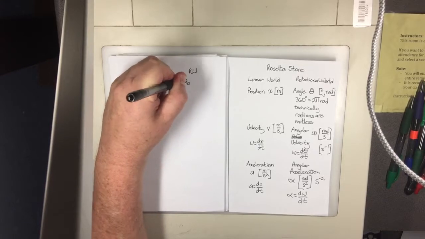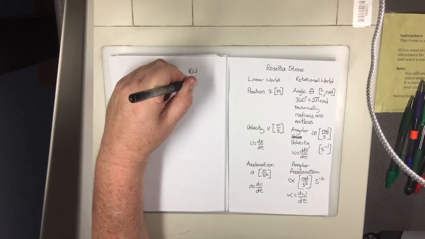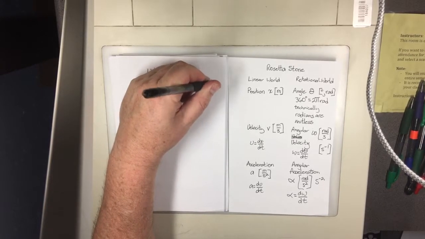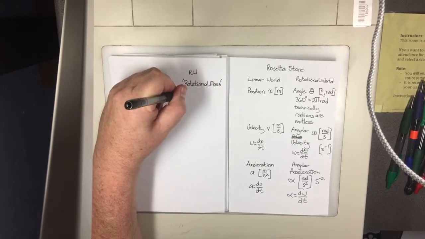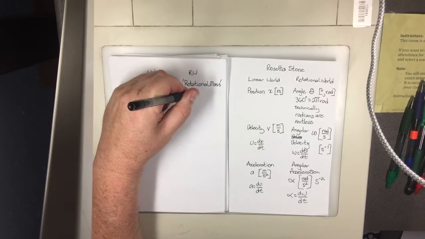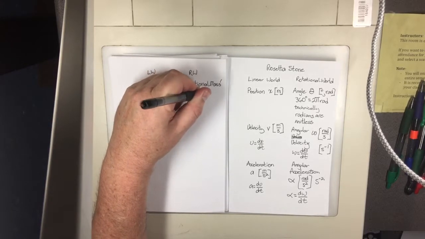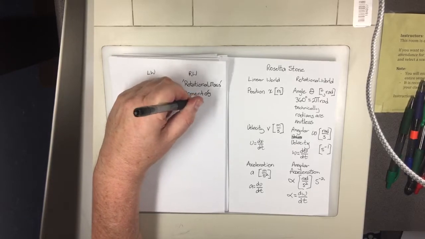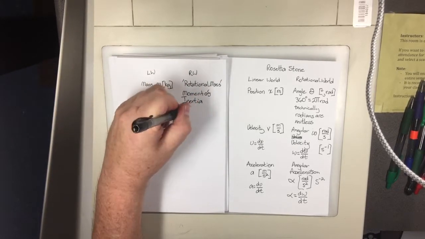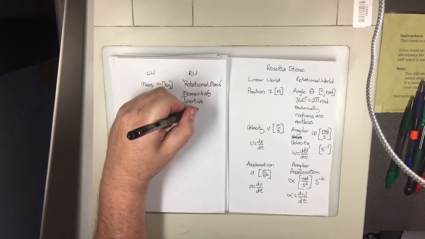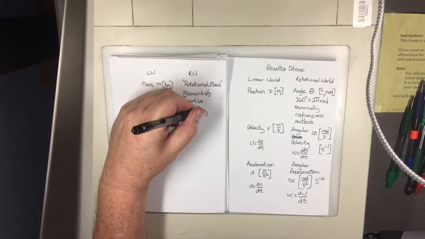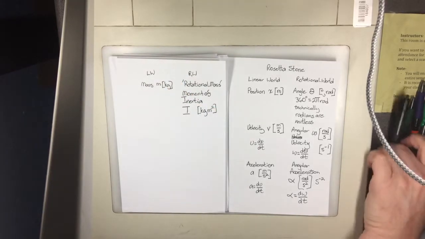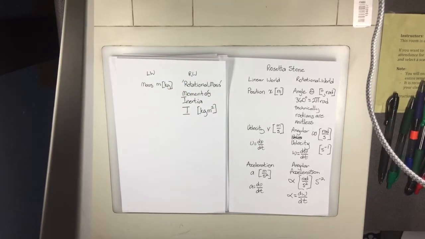Rotational mass is called moment of inertia. And moment of inertia is I, and its units are kilograms meters squared. So rotational mass is known as moment of inertia.